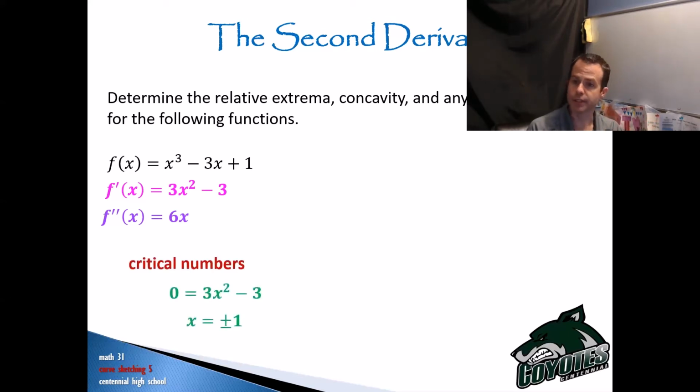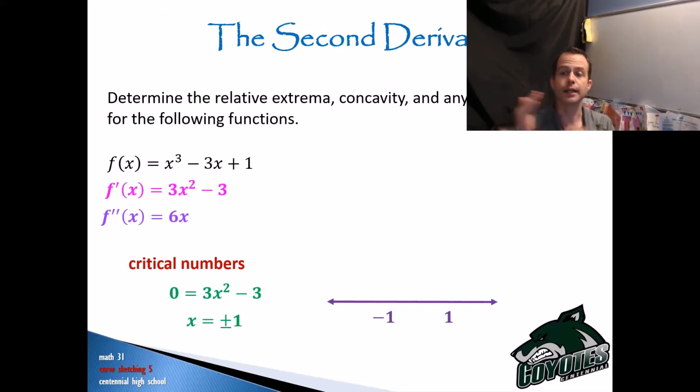So I'm going to test those. I put a number line on, I mark where -1 is, I mark where 1 is, and then I'm going to test on each of those sections. So I need a number less than -1, a number in between -1 and 1, and a number greater than 1. I'm plugging those numbers into the first derivative to see whether they're positive or negative. You're going to do that now. You can pause me for a sec. You should have ended up with positive, negative, positive.